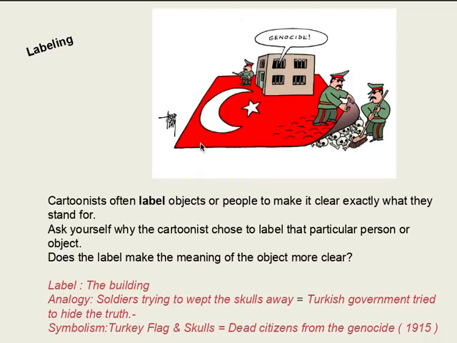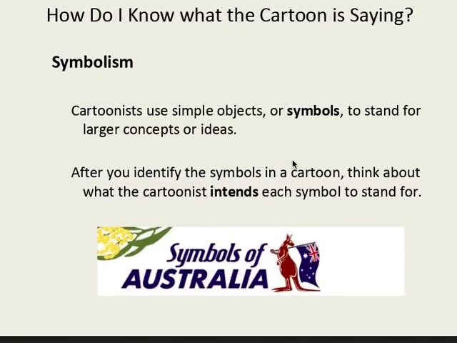And we also have a flag in the shape of a rug that's being swept under. So labeling is there to help your audience know exactly what you're talking about. So I know that that is a Turkish flag, and it's talking about a genocide that's been swept under the rug, or when we say swept under the rug, we mean forgotten, we mean ignored.